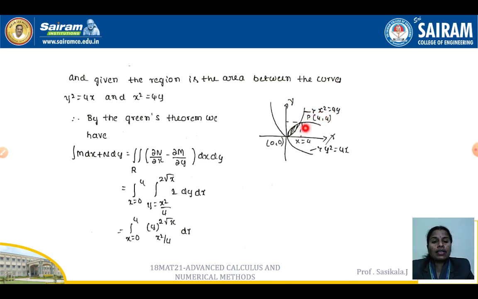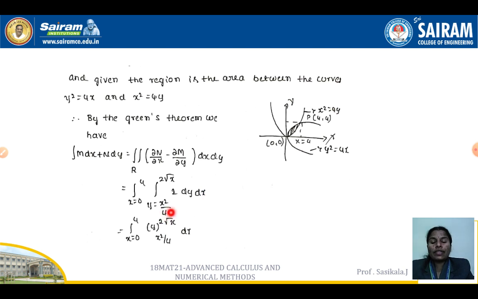And then here you can write y is equal to root of 4x, where root of 4 will come as 2, so 2 root x. That is what has been written here. As per Green's theorem, this value will go as 1. So you can write it like this, or directly write it as the area, double integration dx dy alone. So x varies from 0 to 4, y varies from x squared by 4 to 2 root x, dy dx.